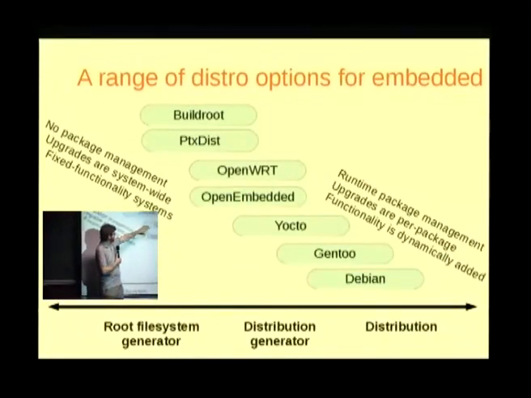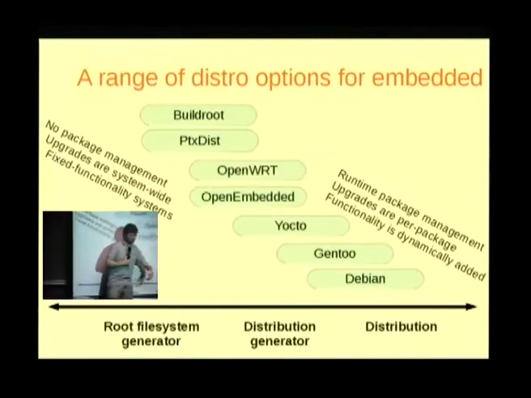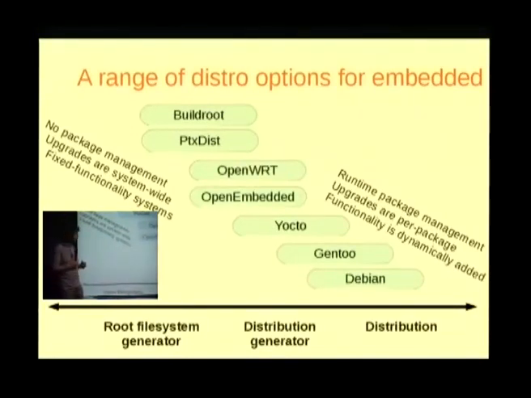Then there are OpenWRT and OpenEmbedded, which are a bit more like a distro because they support runtime package management. Yocto is an OpenEmbedded derivative, which is also a bit more distro-like. And then Gentoo is a bit special because it's a distro, but it also builds from source. I unfortunately have never used Gentoo myself, because it would be very interesting to see how it compares to buildroot.